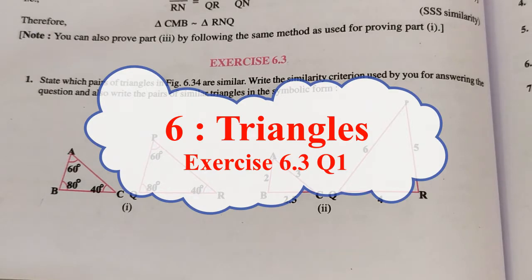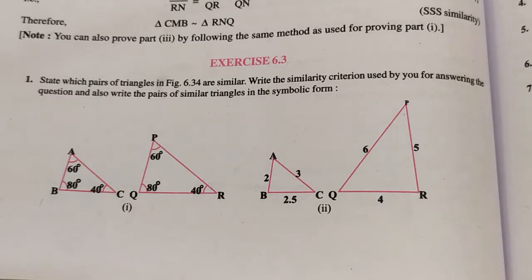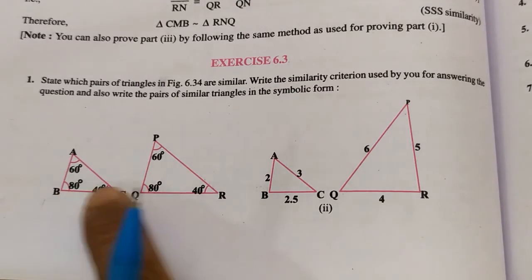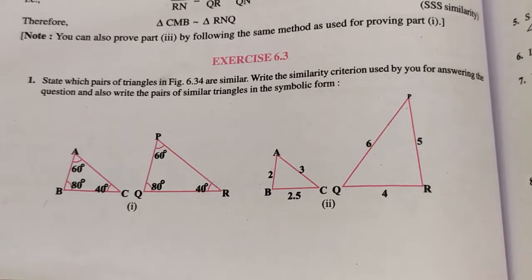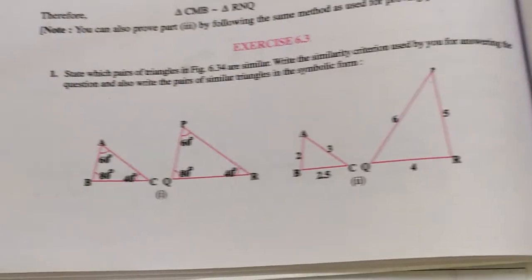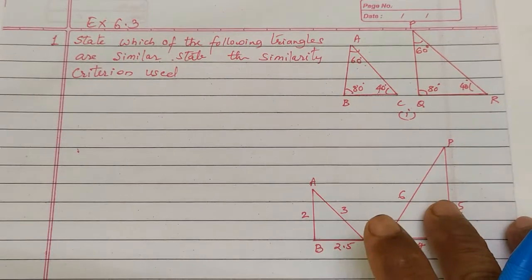Let us start the exercise 6.3, the first problem. State which pairs of triangles in the figure are similar. Write the similarity criterion used by you for answering the question and also write the pairs of similar triangles in the symbolic form. So here there are 6 problems given to us. We will solve one by one. And we have to say by which criterion they are.